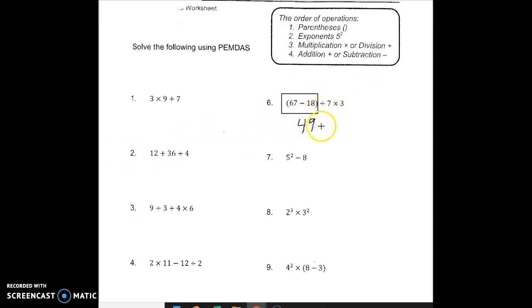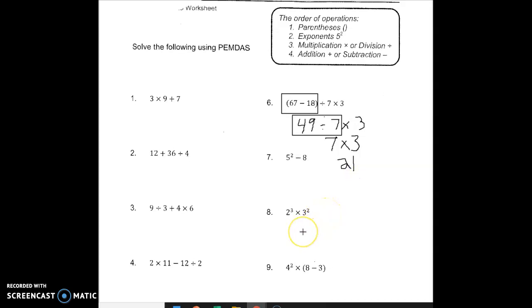Notice I still have on the outside of the box divide 7 times 3. I then ask myself, do I have any more parentheses? I do not. Do I have any exponents? I do not. Do I have multiplication or division? I do. I have both of them. Which one comes first, left to right? Well, that is 49 divided by 7. 49 divided by 7 gives me 7. And I still have my times 3 on the outside. And then I just have one step left. 7 times 3 would then give me 21.